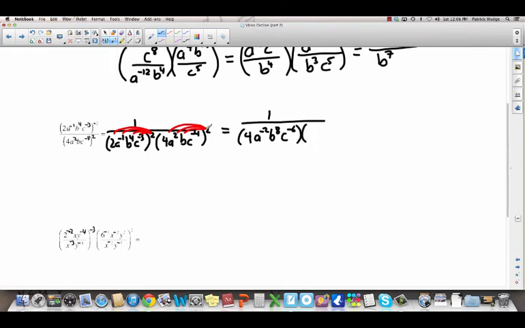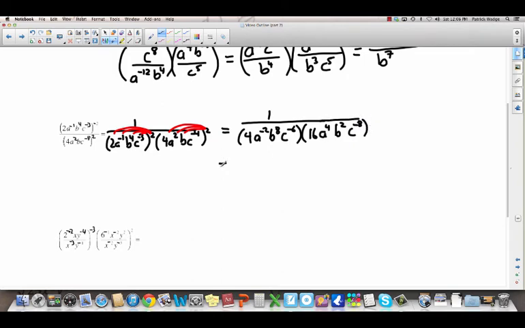Next bracket, 4 squared is 16. A squared squared, multiply those, 2 and 2 to get 4. B squared, and c to the negative 4th squared. Multiply those numbers, you get negative 8.